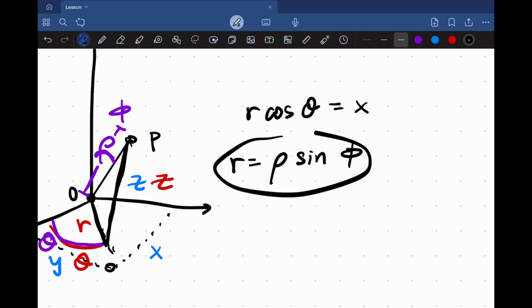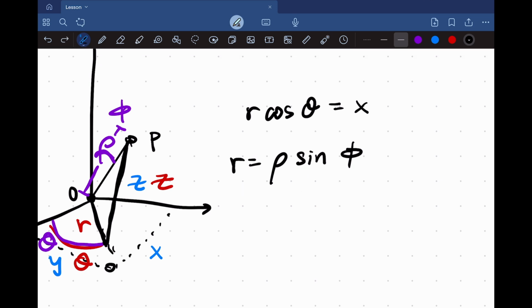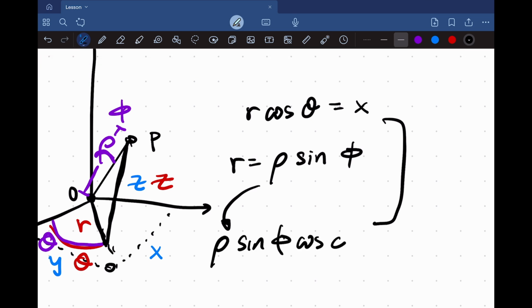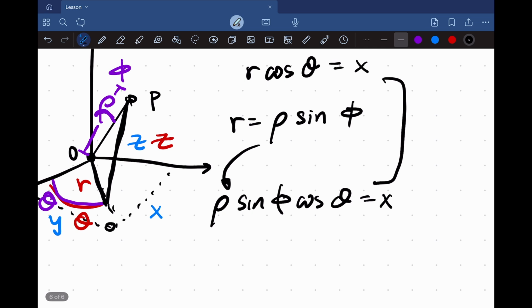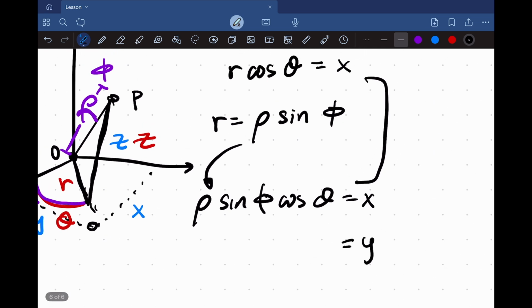So this is useful for spherical to cylindrical, but in this case, how does it apply to rectangular? Well, we can just directly substitute this in. R into here, we get rho sine phi cosine theta is equal to x. Now, applying the same thing to y, we have, again, r sine theta equals y, and substituting that in, rho sine phi sine theta is equal to y.